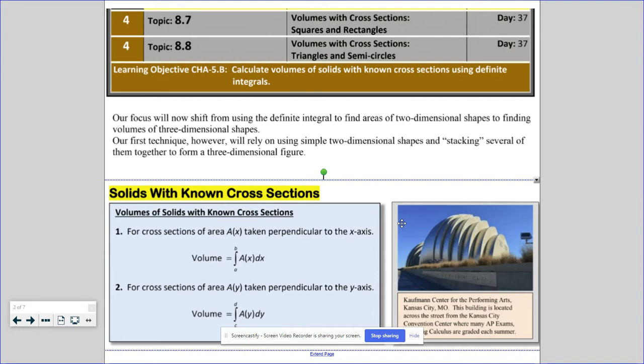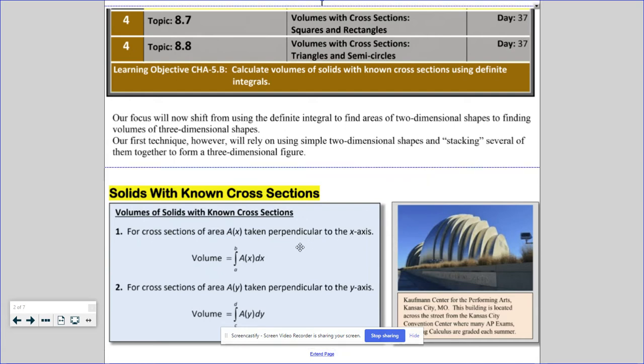With these, basically, we're going to find volumes two ways. This is the first way we're going to do it. This is probably my least favorite way. I like it when we rotate about an axis better, and we'll get to that. I think that's the next section. So right here, we're going to talk about solids with known cross sections. Basically, you have two ways you can do it, and you need to write both these down.